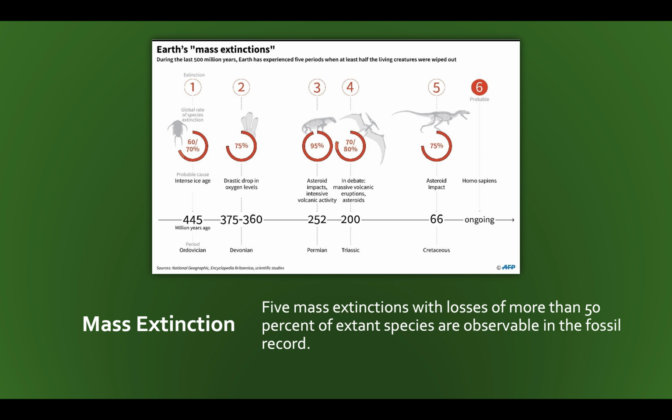So there are 5 mass extinctions with losses of more than 50% of the extant or living species observable in the fossil record. So those are our 5 main impacts right there.